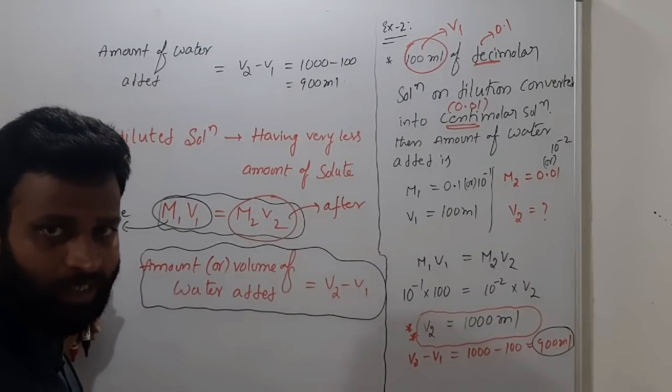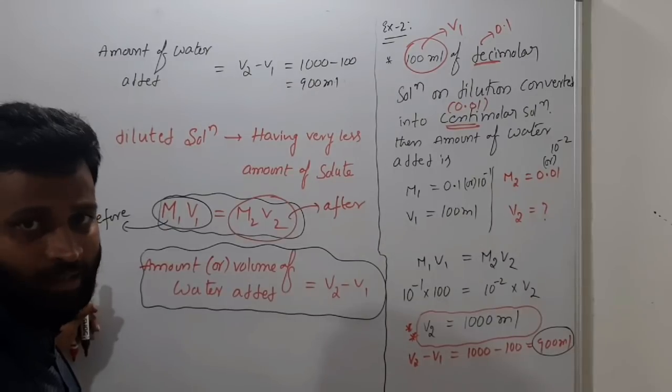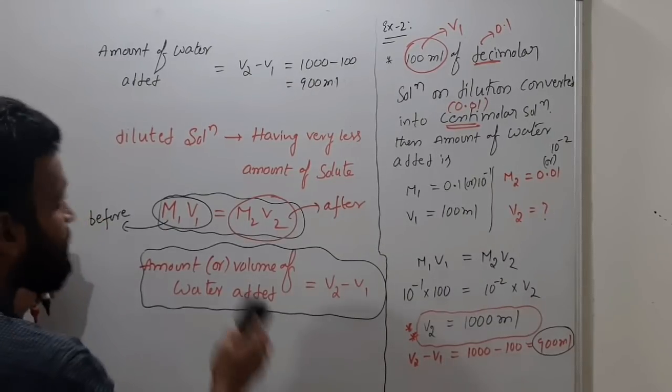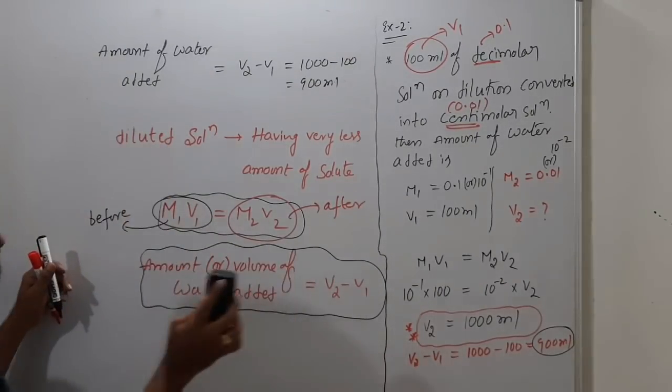What does V2 minus V1 give? Water added, or the amount of excess solvent added. Thank you very much. So this is very important. Note it down.